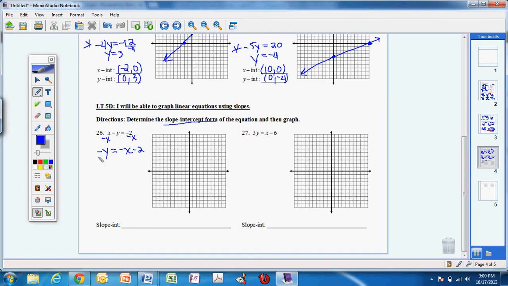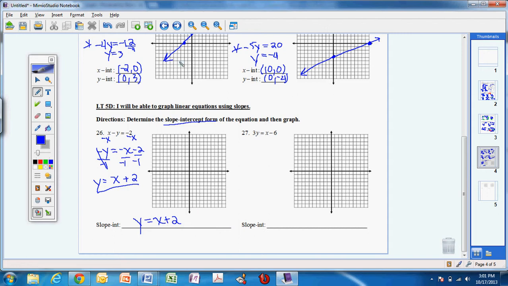In my last step, my y is not alone. There's technically a negative 1 out in front. So I need to divide everything by negative 1. So negative 1 divided by negative 1, that's just going to make that positive. So we're going to be left with y is equal to negative x divided by negative 1, that's going to be a positive x. And then negative 2 divided by negative 1, that's just going to be a positive 2. So this is what we want in slope-intercept form: y equals x plus 2. So in slope-intercept form, that's what that looks like.